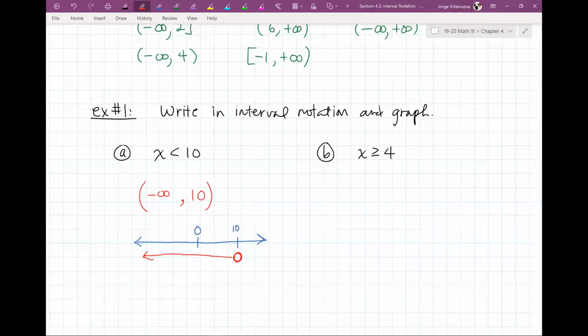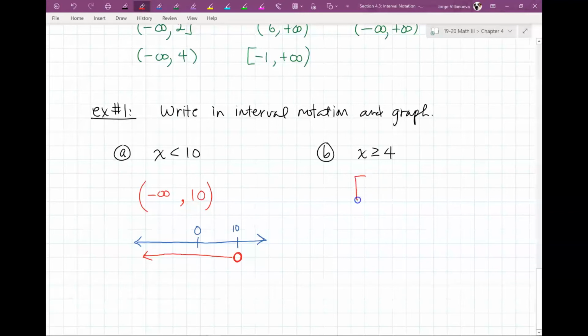Again, the reason why the circle is open is because you can see that there's a parenthesis around 10, which means it's not included in your answer, right? A bracket means it's included, but a parenthesis means it's not included. Now, for part B, same idea. They say x is greater than or equal to 4. So that means x can be as low as 4 and higher, right?